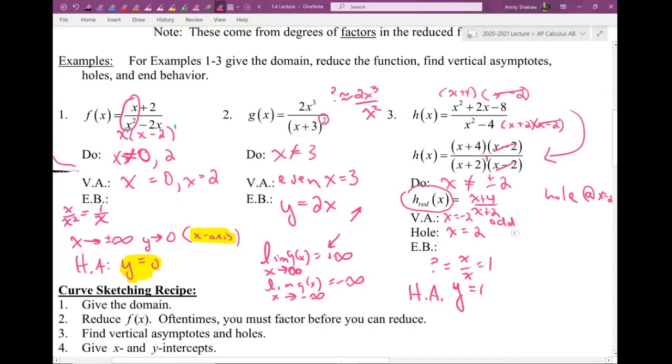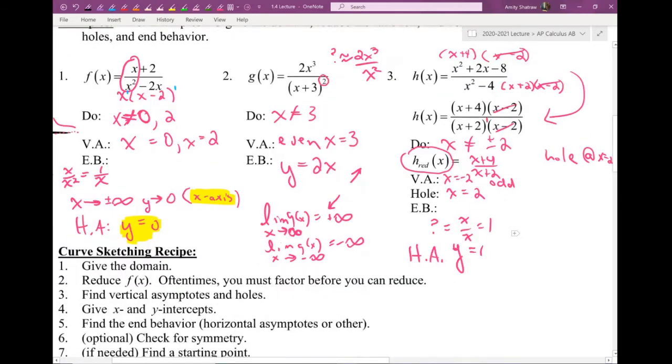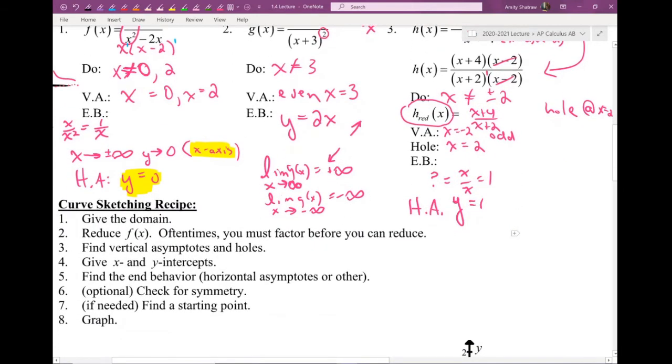Okay? And so now we have the basics of how to do it. Let's get into some actual sketching. And we're going to try and follow this recipe where we give the domain, we reduce f of x, and we're going to factor in order to do that. We're going to find these vertical asymptotes and where the holes are. We're going to look for x and y intercepts, and we're going to find the end behavior. We're going to double check where those horizontal asymptotes are, and check for symmetry. Maybe if you need to, find a starting point, and then we're graphing.